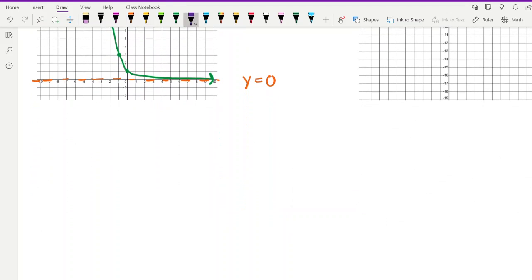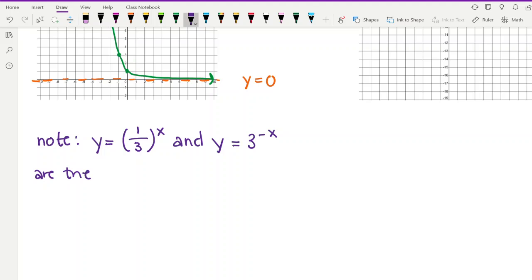So I want you to think for a moment, why do you think it's true that y is equal to 1/3 to the x and y is equal to 3 to the negative x are the same function? So just pause and think about that for a second. Like algebraically, how can you tell that those are actually going to be the exact same function?